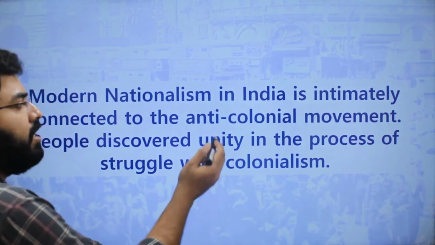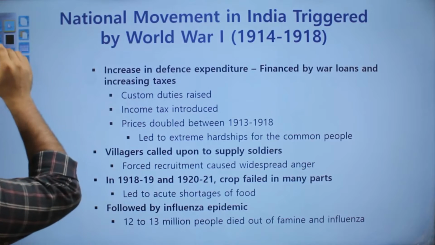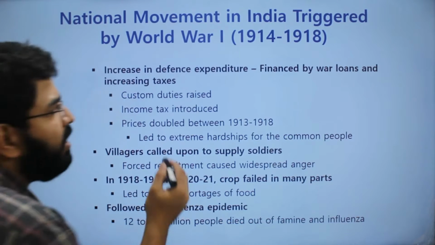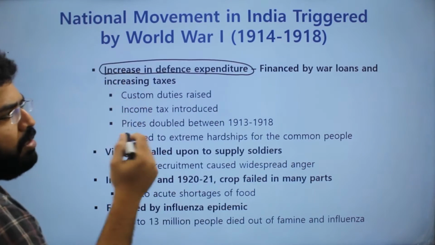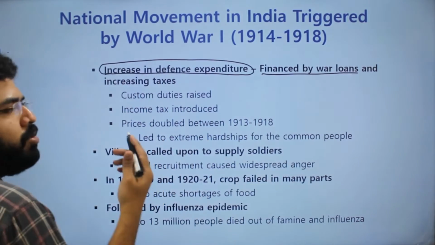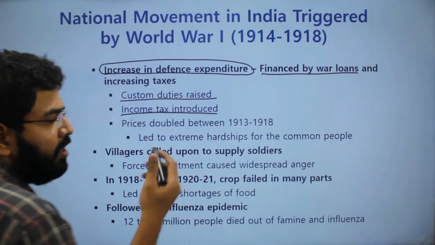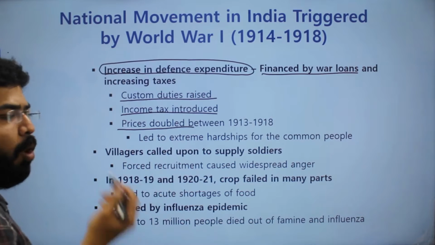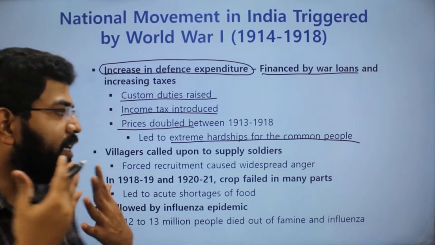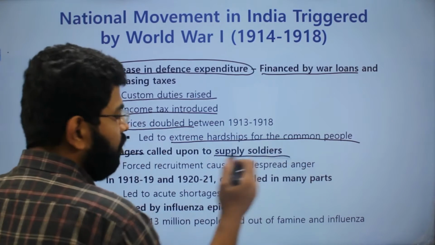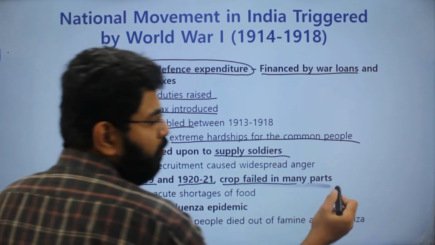Now, what triggered nationalism in India was that during the First World War, the situation had become quite dire. Because the World War was going on, the British needed a lot of defense expenditure, which was financed by war loans. The British raised the custom duties for Indians, income tax was introduced, and prices were doubled. All this led to extreme hardships for the common people. Villages had to supply soldiers to the British army. In 1918 and 21, crops also failed in many parts.